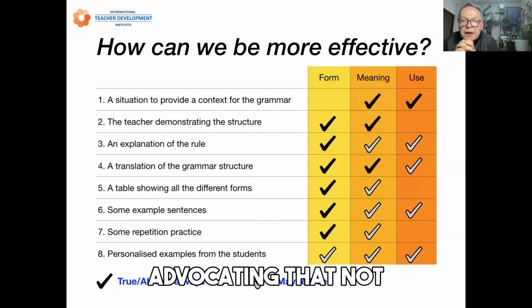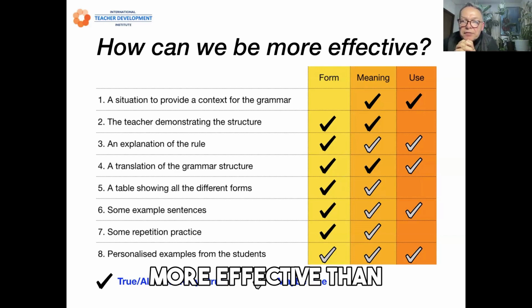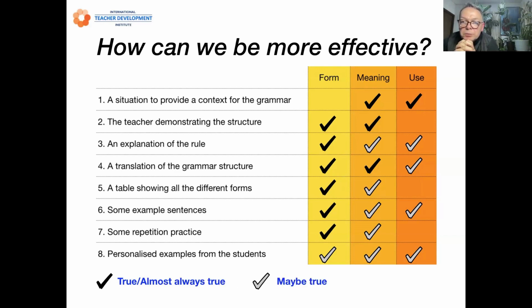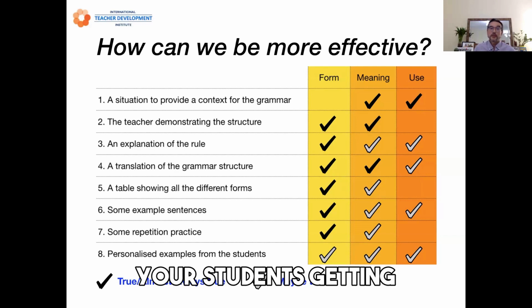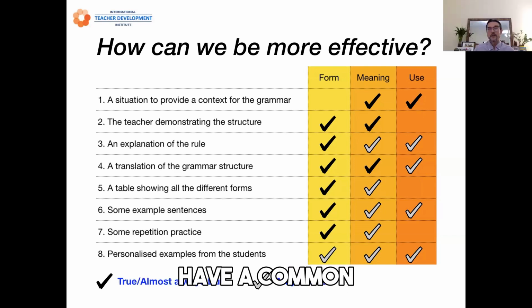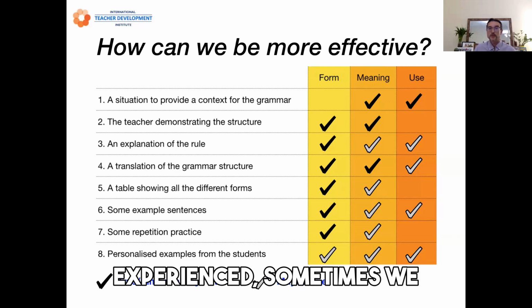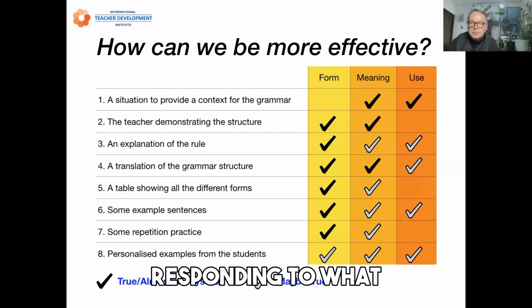Are you advocating that not all 3, but that a mix of these is more effective than only one column? Yes. So I would say for you then, start thinking about what you do already, and what your students are getting from the combination you use. Yeah. And as you say, Steve, we often tend to have a common way of doing things. And as we get more experience, sometimes we need more of these techniques, sometimes we need less of them, and we make those adjustments depending upon how our students are responding to what we're teaching.